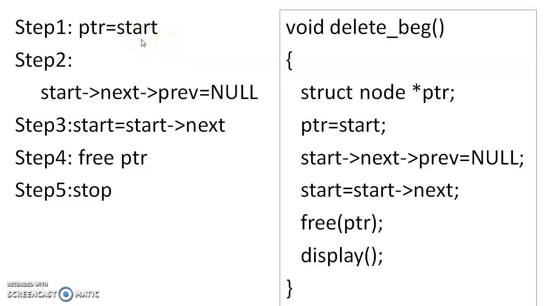So pointer is pointing to the start. Now start of next of previous is made null, start is made start of next, and we are removing that pointer, free pointer, that we have written as pointer. We have taken the struct node pointer, and these are the operations that we have performed on that particular thing.